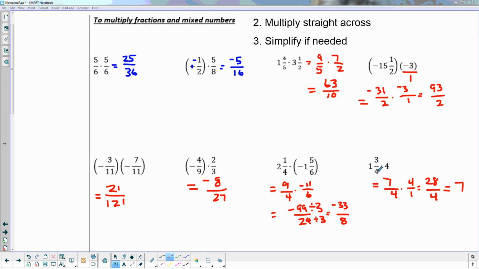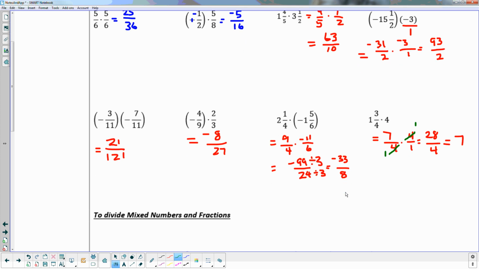The last one, I get 7/4 times 4 over 1. And that gives me 28 over 4, which equals 7. If you notice that you can cross reduce here, that these 4s can cancel out and give you 1s, that can make your life a little bit easier. That could have happened here between the 9 and the 6. But if you don't notice it, you just try to notice it at the end.